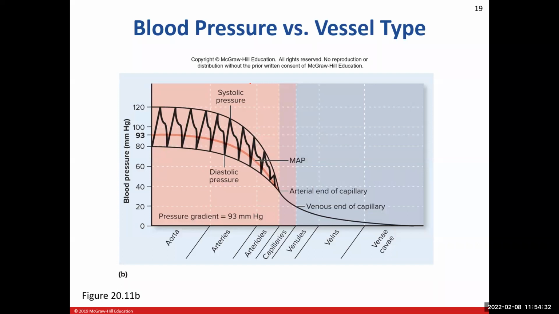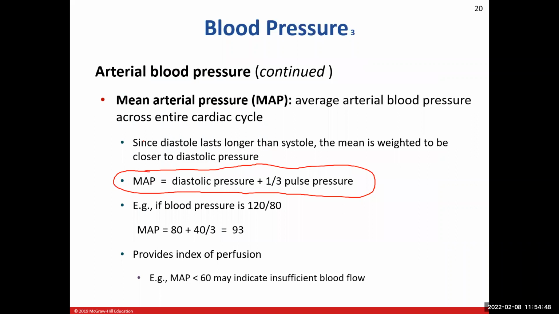Pulse pressure is the difference between the systolic pressure and the diastolic pressure. So the example you can see here for values is 120 for systolic pressure and 80 for the diastolic pressure. So that's what we're going to do. We're going to take the difference there, which is 40, all right? And then we're going to divide it by 3. Because that's what this is saying.